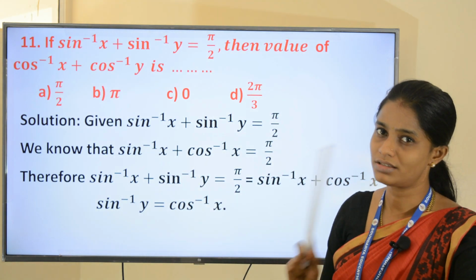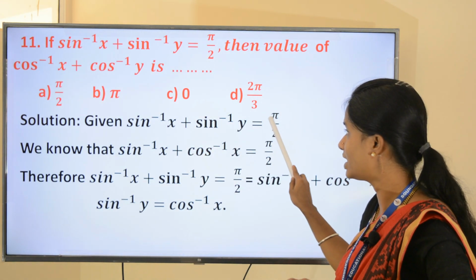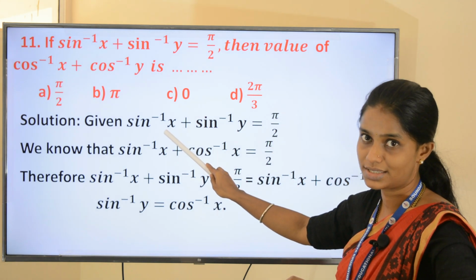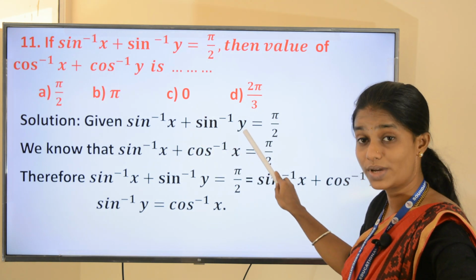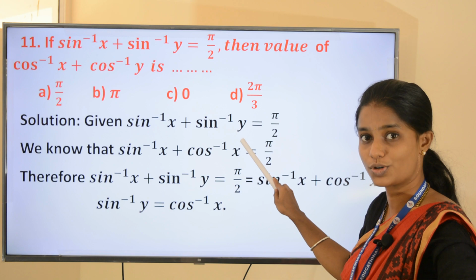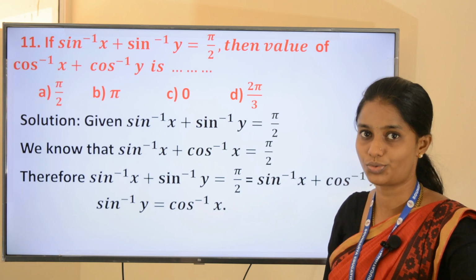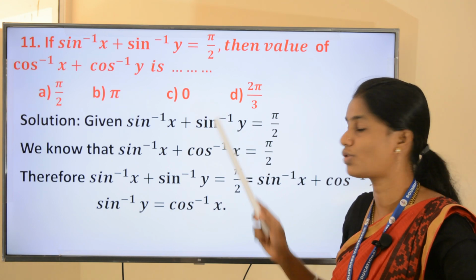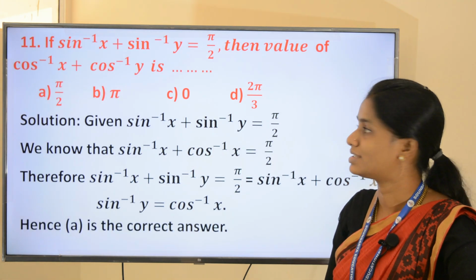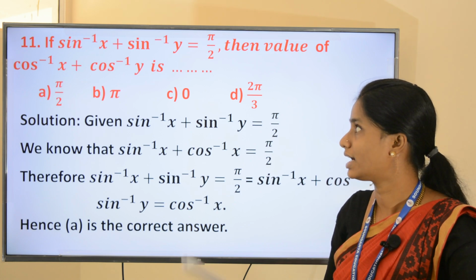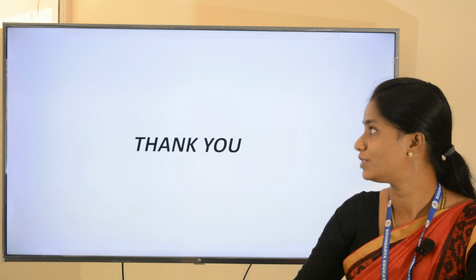I am going to give another method also, students, to solve this question. Sin inverse x plus sin inverse y is equal to pi by 2, and the sin inverse x can be replaced with pi by 2 minus cos inverse x, plus sin inverse y can be replaced with pi by 2 minus cos inverse y is equal to pi by 2. If you simplify, you will get the answer pi by 2 only. That is also another method to solve this question. So here the right answer is option A, that is pi by 2, the correct answer for the 11th question. By this we have come to the end of this chapter, students.